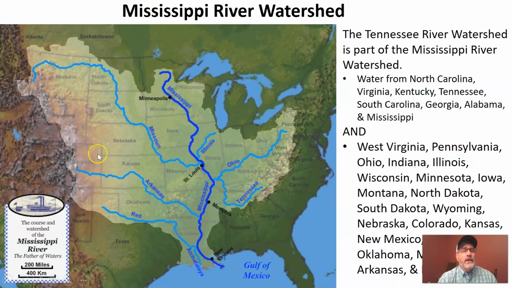But if we look at the Mississippi River watershed, this is even bigger. So the Tennessee River watershed is part of this Mississippi River watershed. And look at all the states, Pennsylvania, Ohio, Indiana, all the way up to Montana and the Dakotas, Colorado, part of Texas. So we can see that the Mississippi River is an enormous watershed. So watersheds can be as small as just Greens Creek, which is a very small stream near where I live, or they can be as large as something that's going to drain the water from most of an entire continent.